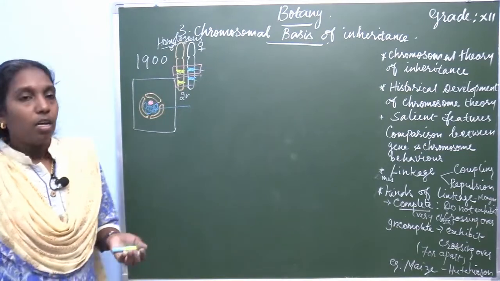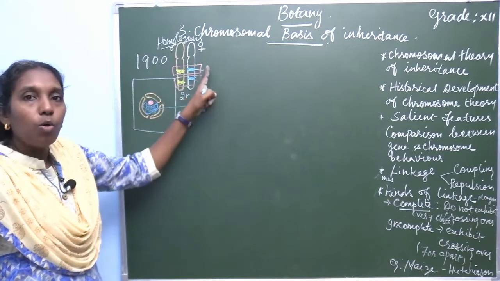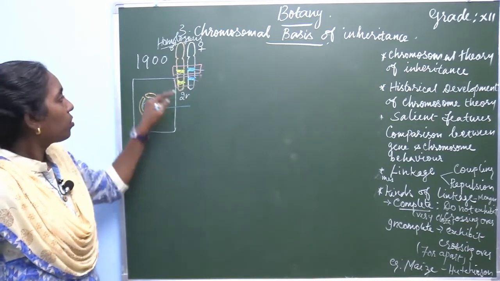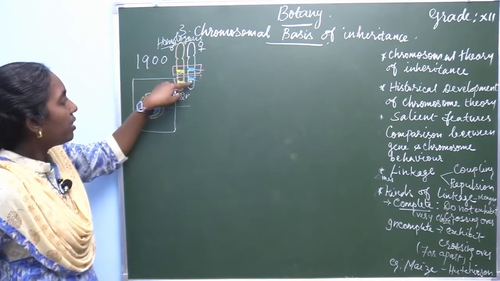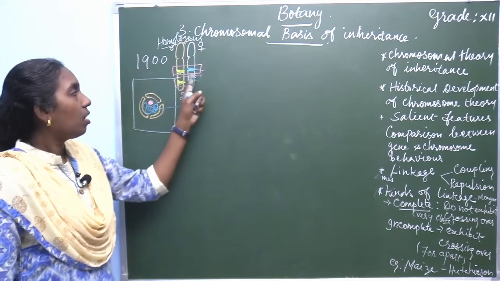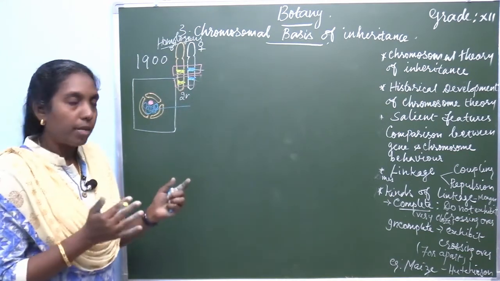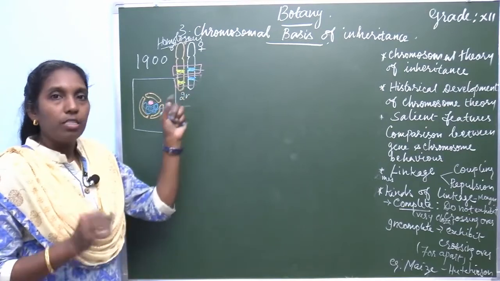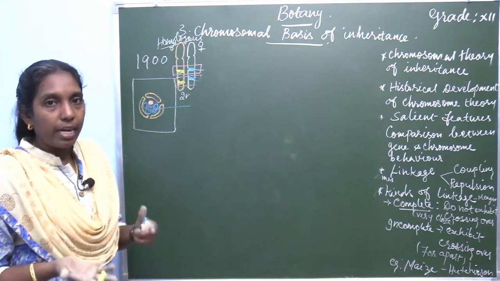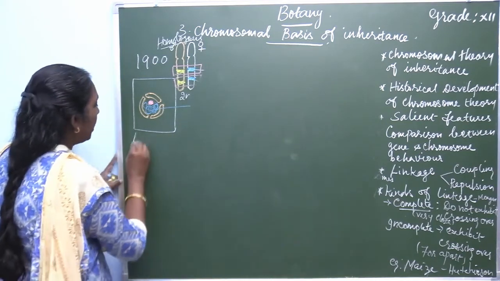Linkage. Look at this picture. This is a homologous chromosome. In this homologous chromosome, the genes are located in a specific locus, so they are called determiners. What do they determine? The characters are determined by these genes, and they carry information from one generation to the next generation.